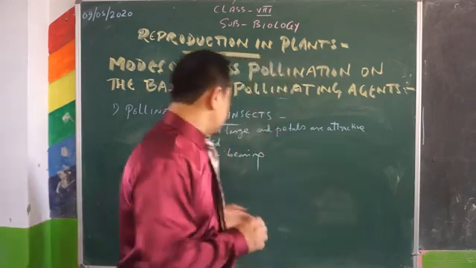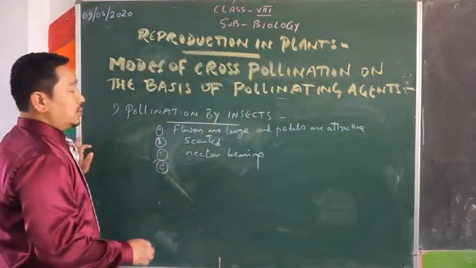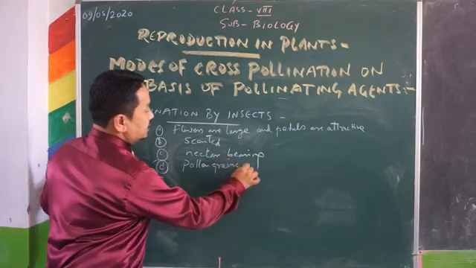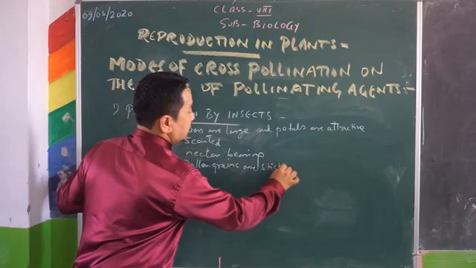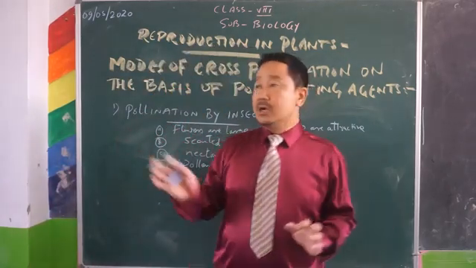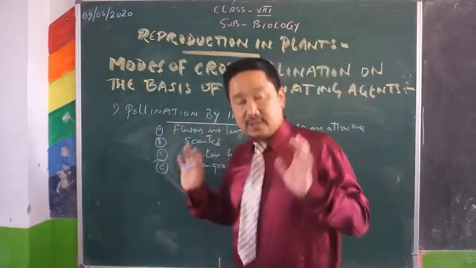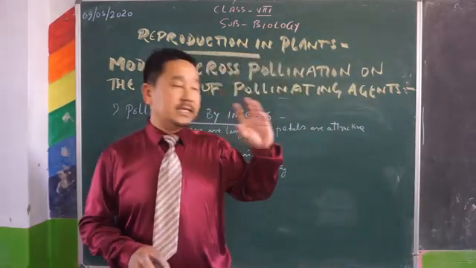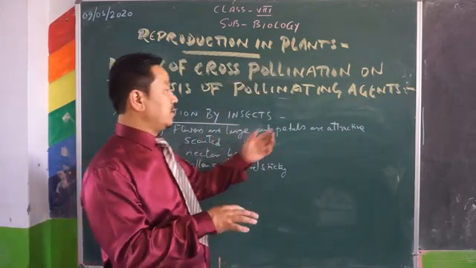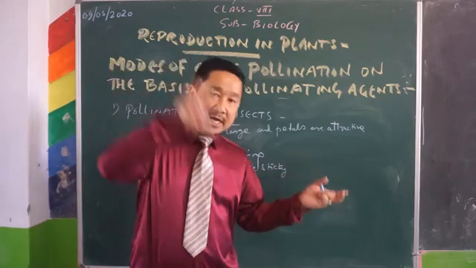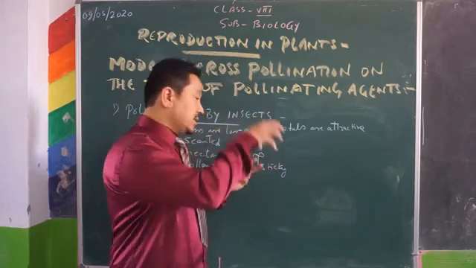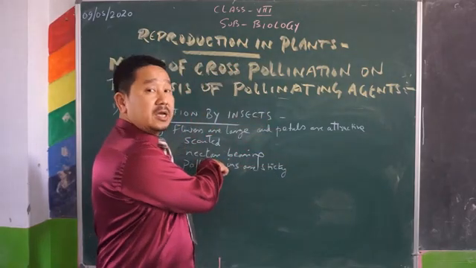Alright, then number D is, the pollen grains are sticky. Pollen grains are sticky. See here, when all these properties are there with the flowers, then what happens is that insects come and sit on the flower. You see, the large flower and attractive petals will attract the insects. Then also scent is there. Then when the insects come and sit on the flowers, they will even get the nectar.